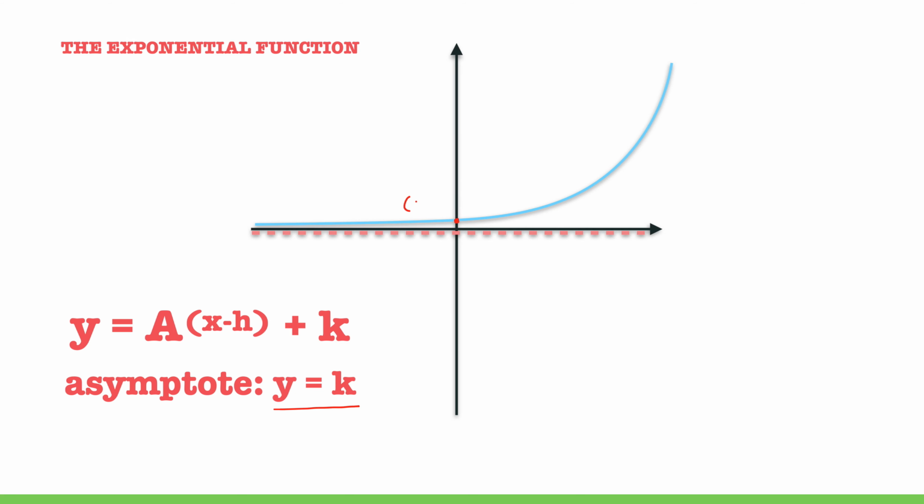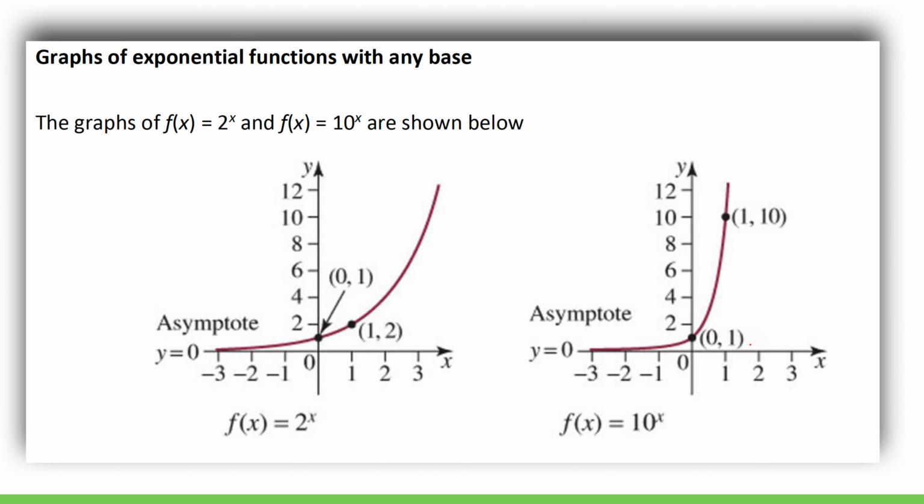My intercept will always be at 0 and 1, unless, of course, I apply some sort of translation or dilation, because any base at all to the power of 0 will always equal 1. So anything that I put will always make it 1.